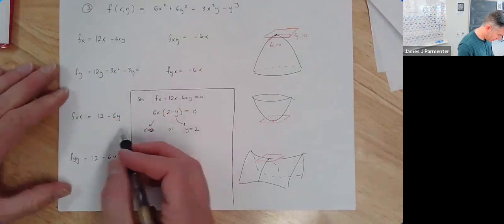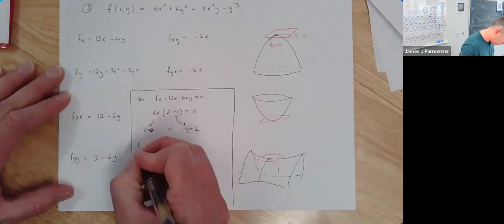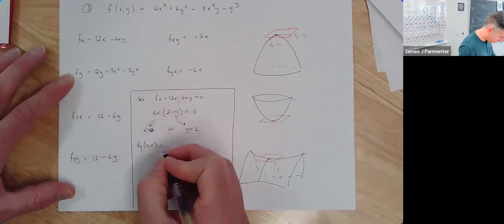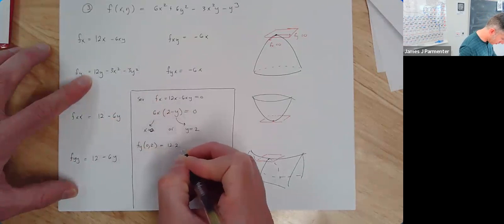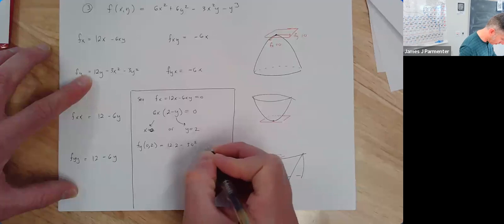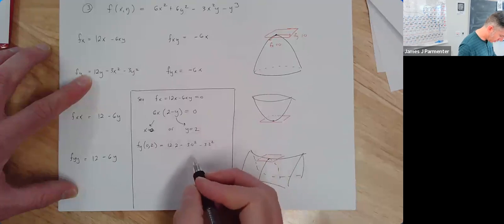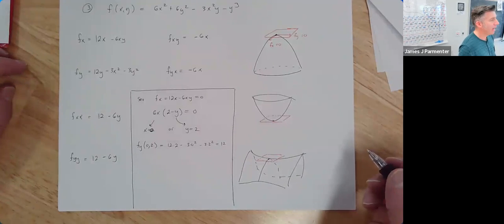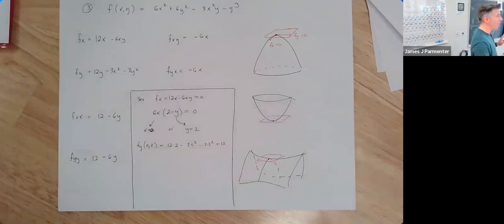If we actually plug in x equal to 0 and y equal to 2 into your partial with respect to y, you're going to get 12 times 2 minus 3 times 0 squared minus 3 times 2 squared, which is 24 minus 12, which is 12, which is not 0. I'm making this extra clear because people often make this mistake. They say, oh, I got an x and a y from this, so that's a point. But it's not a critical point.